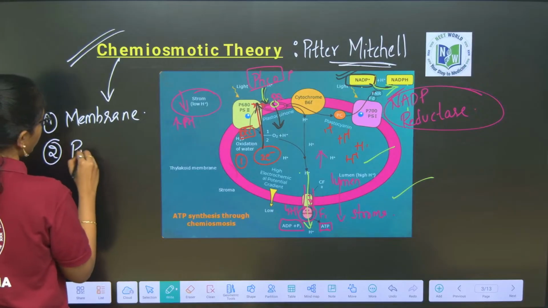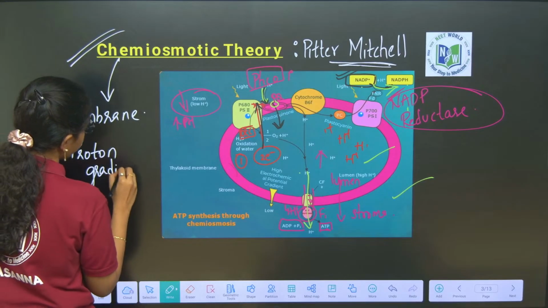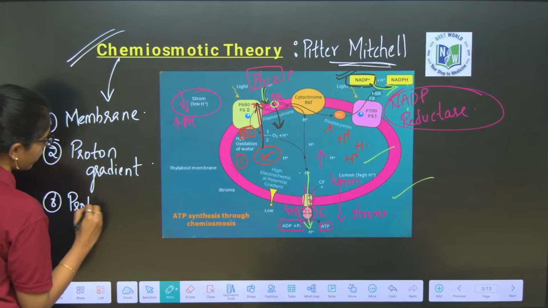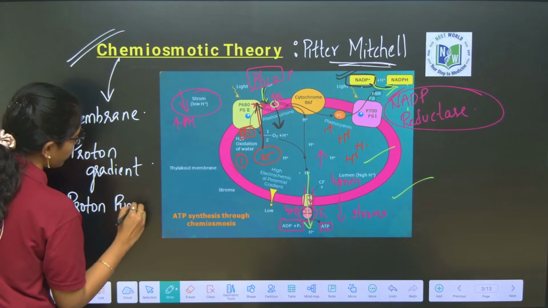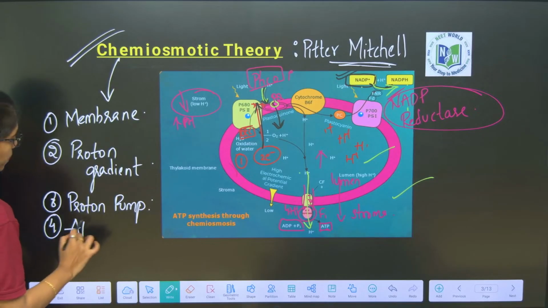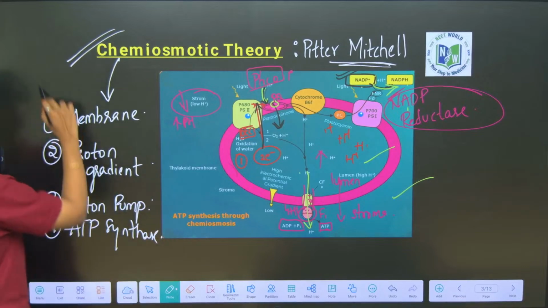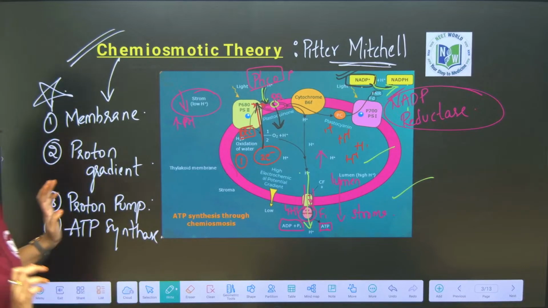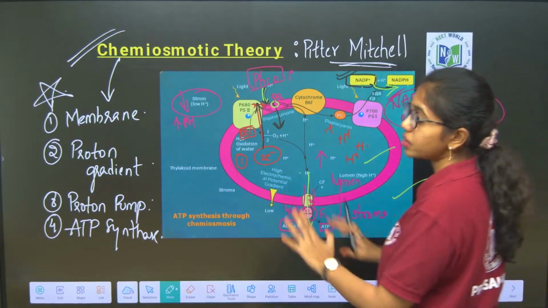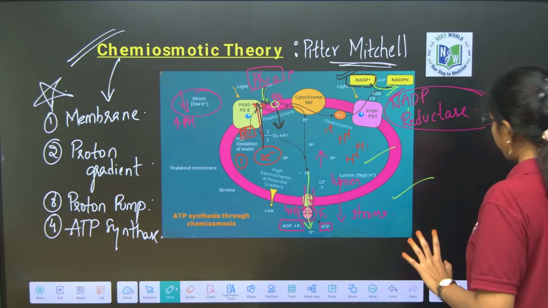Second is a proton gradient, and third is proton pump, and fourth will be ATP synthase. This is directly from your NCERT. You have to remember this for sure. So whatever we have discussed from chemiosmotic hypothesis is very important beta. If you want, you can take a screenshot of this also.